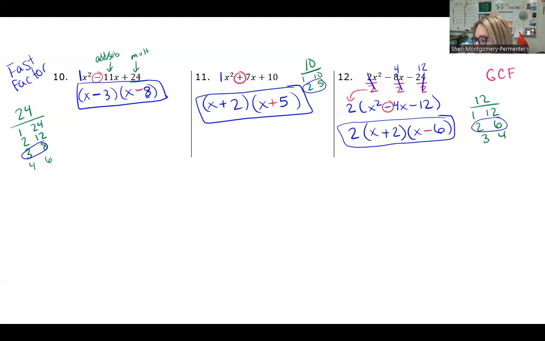All right, you've got 6 problems, and it looks like question 15 and question 18, the ones in the same column, you also have to factor out a GCF first.